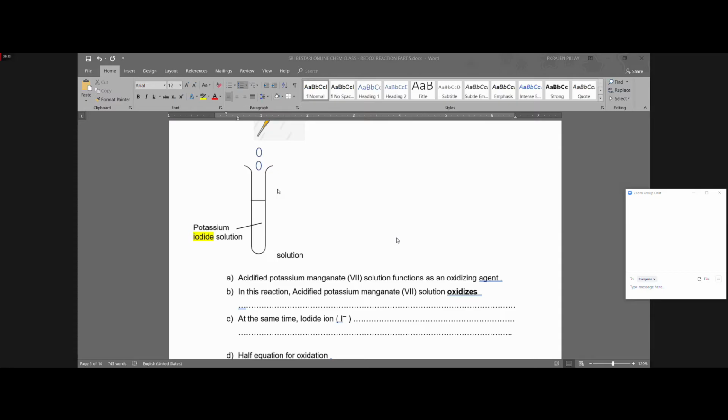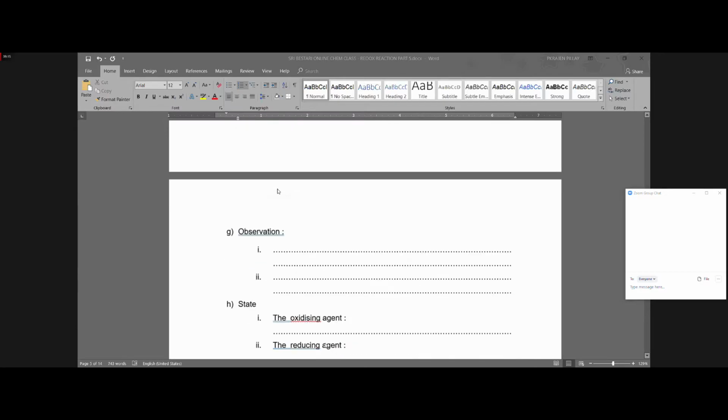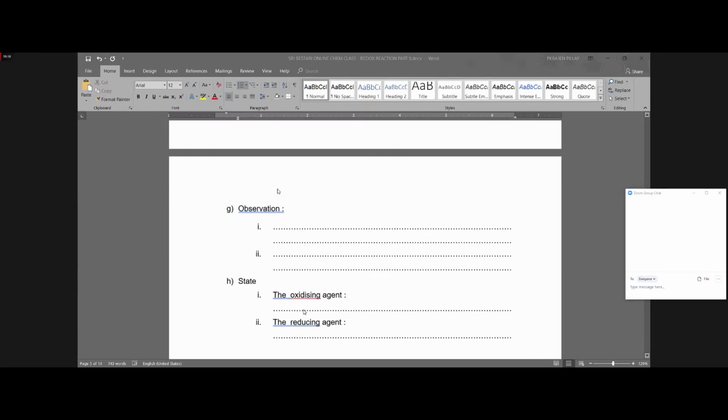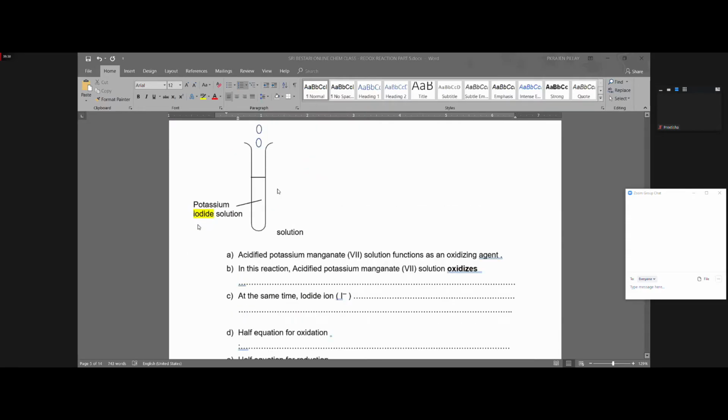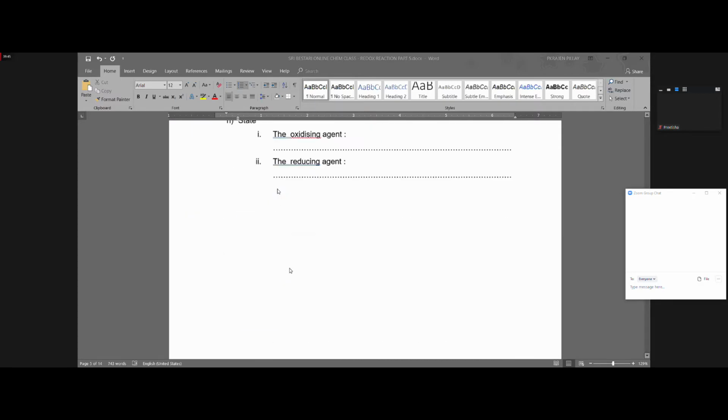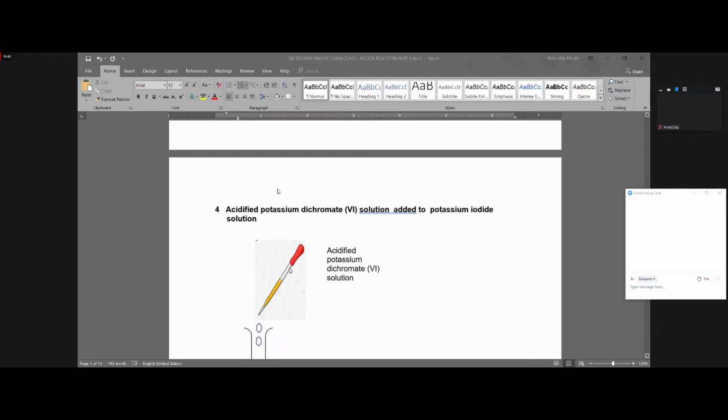Okay? And then which is my oxidizing agent? That one no problem. Oxidizing agent you put down: manganate(VII) ion. Or you can even say acidified manganate(VII) ion. Also, you can say manganate(VII) ion, we accept. Roman numeral 7, VII. Reducing agent, that one no problem. Iodide ions. Reducing agent here will be iodide ion. Okay, settle with that. Now we go to the next one.